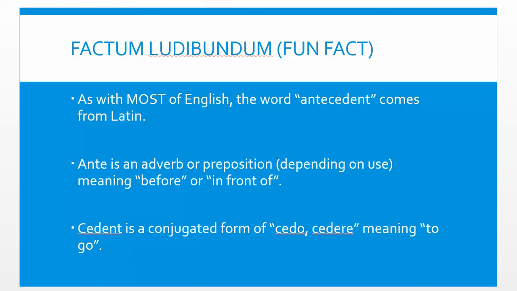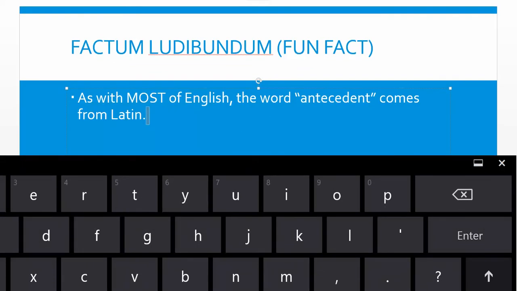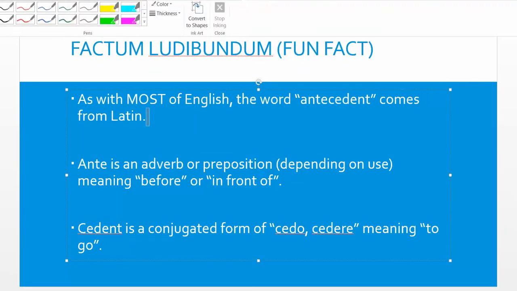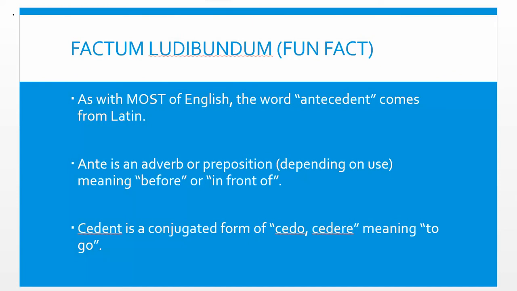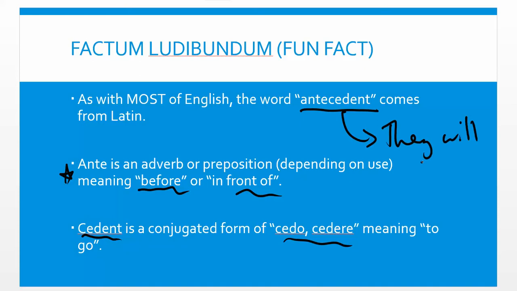Factum ludibundum, fun fact. First, ludibundum is the word fun, a really long word for fun, but a fun word to say. Also, the word antecedent comes from Latin, as most English does. Ante is an adverb or preposition, depending on how it's used in the sentence, but basically it means before or in front of. Cadent is a conjugated form of cadere, meaning to go. So literally this says they will go before or in front of, and that's exactly what antecedents do. They are the words that go before or in front of pronouns.